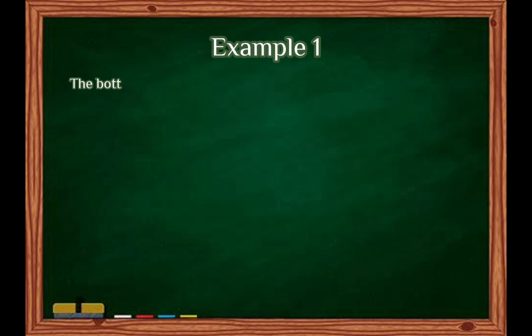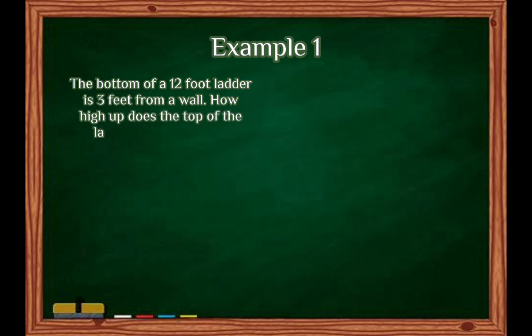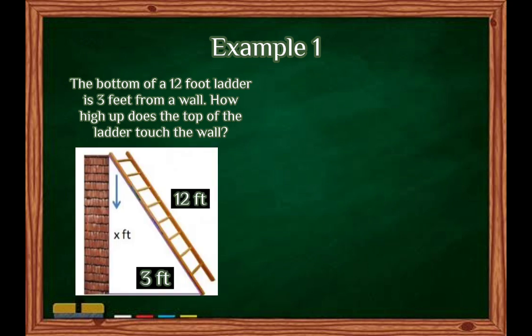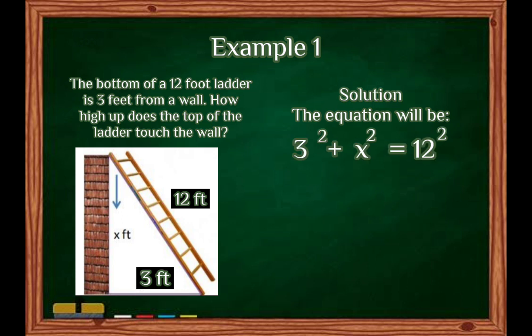Supposedly, the bottom of a 12-foot ladder is 3 feet from a wall. How high up does the top of the ladder touch the wall? In order to answer this, let us first analyze the question by picturing it out. So this 12-foot ladder is 3 feet away from a wall. As you can see, it forms a right triangle, and we are looking for the other leg. So the equation will be 3 squared plus x squared equals 12 squared.